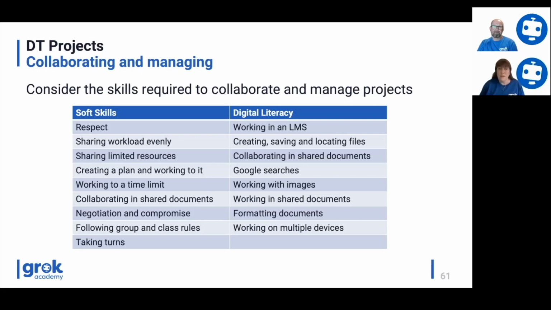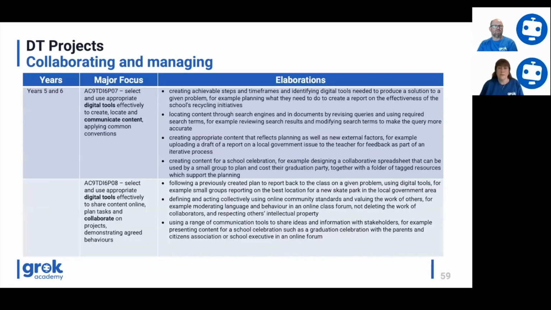One of the other differences between the Year 3 and 4 content description and the Year 5, 6 content description is that Year 5 and 6 have that option where it says select in their choices. So they're looking at select and use appropriate digital tools, whereas in Year 3 and 4 it just says use the tools.